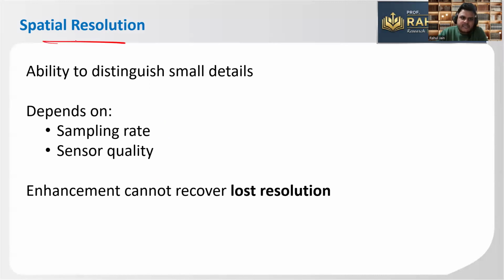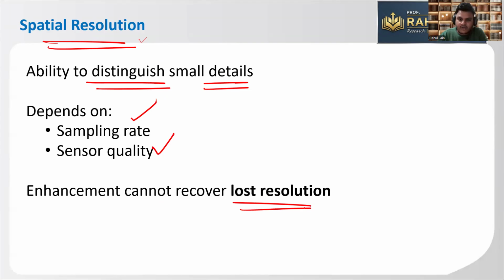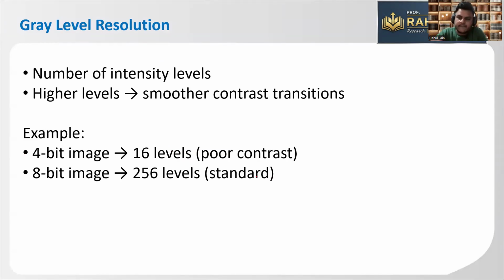If I talk about spatial resolution, it is the ability to distinguish the smallest detail. It means that if a particular image is very detailed and complex, spatial resolution is what lets us distinguish the smallest details in it. It depends on the sampling rate and sensor quality as well, right? Enhancement cannot recover lost resolution.